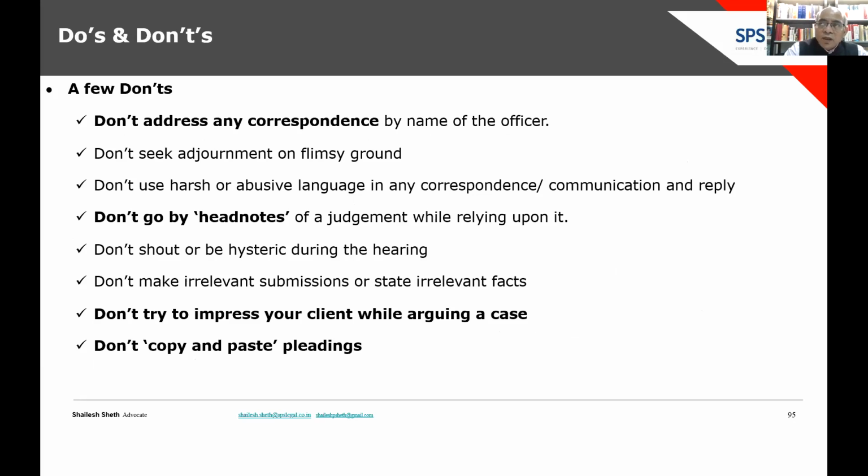All correspondence should be to the designated authority. Like if it is a reply, it is to the assistant commissioner of CGST. If it is to the additional commissioner of CGST, it is not Mr. So-and-so, the assistant commissioner.